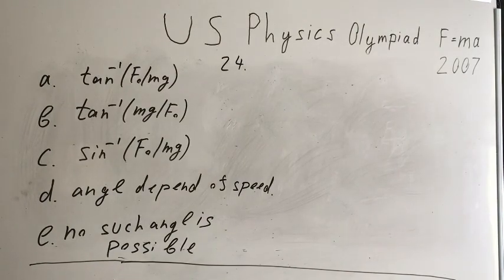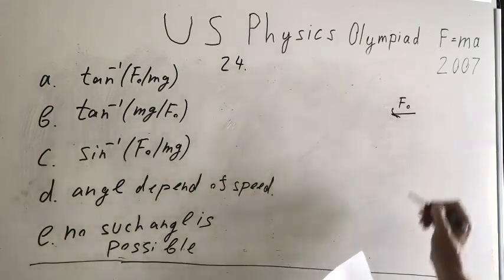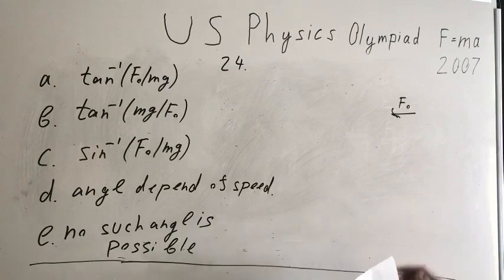Problem number 24. A ball of mass m is launched into air. Ignore air resistance, but assume that there is a wind that exerts a constant force F0 in the negative x direction. In terms of F0 and the acceleration due to gravity, at what angle above the positive x-axis must the ball be launched in order to come back to the point from which it was launched?